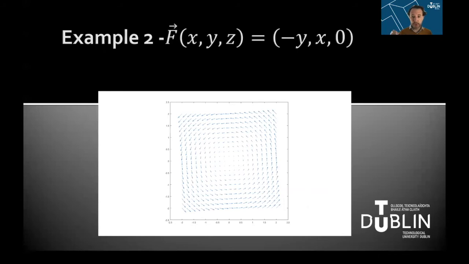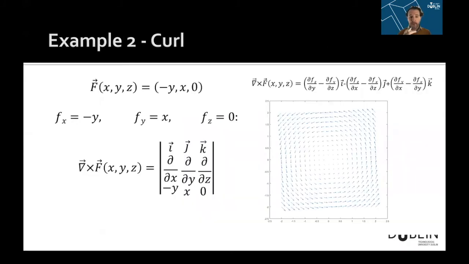Now, example 2, we immediately see that it's rotating. Yeah? We see it flowing around the flow field. That's a very bad circle, but that's what it looks like. So let's see if the maths agrees. Like before, we just state what our x component is, what our y component is, and what our z component is. Our x component is minus y, y component is x, z component is 0. We put it into our matrix, and then we calculate.